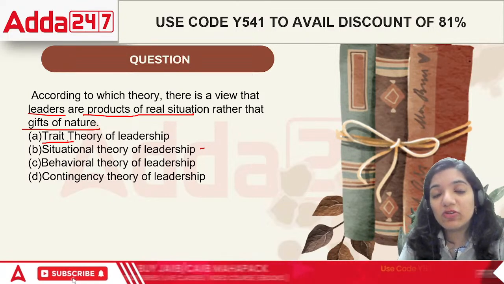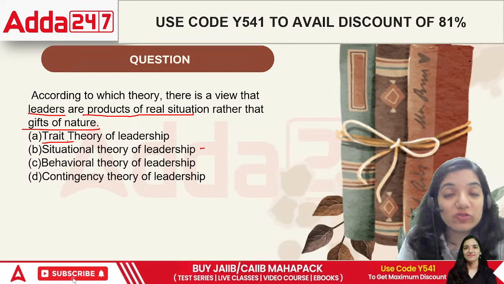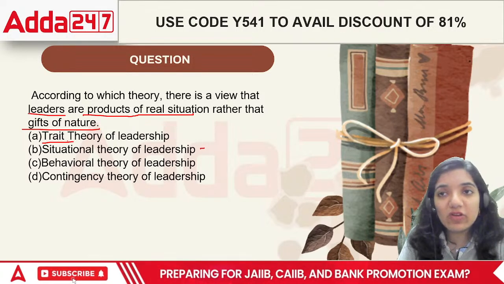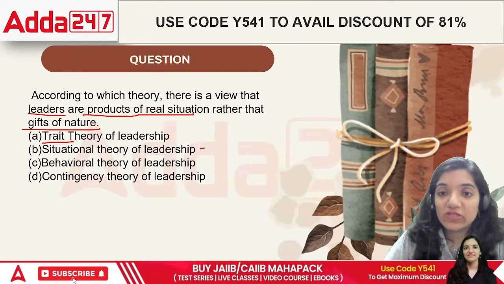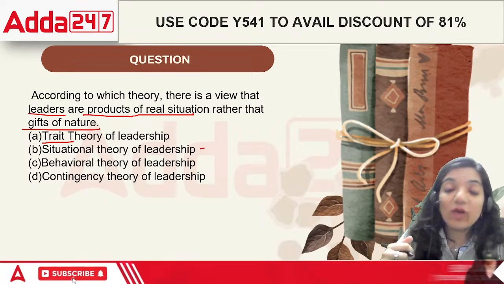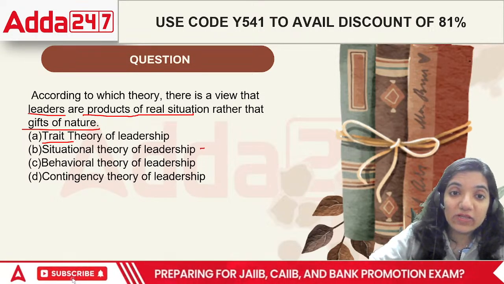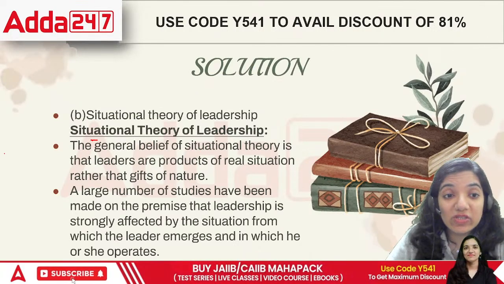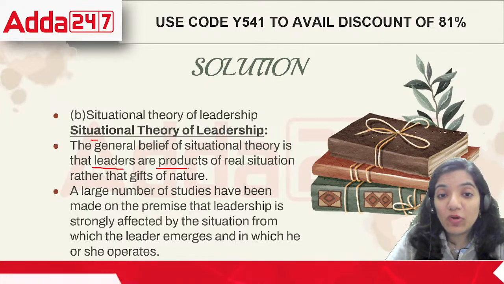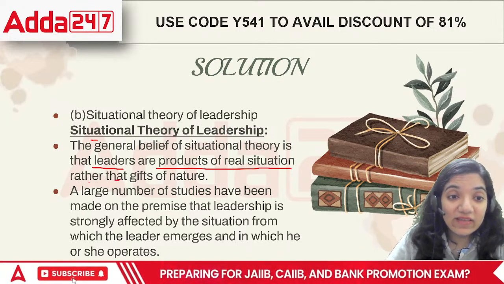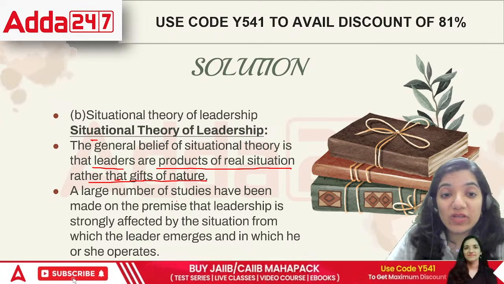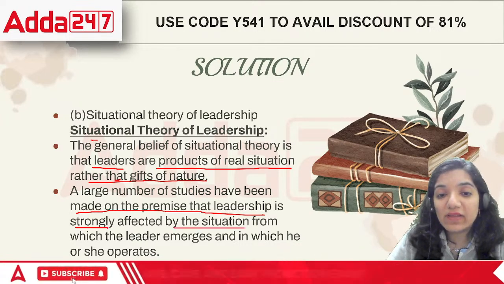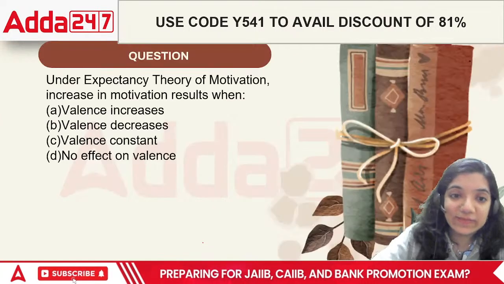Next is behavioral theory of leadership. It's all about the behaviors that are supposed to be there in terms of a leader. And then is contingency theory. Contingency theory means you never know what you will see in terms of the future. So the uncertainty brings out the best of that particular leader there. So in this case, the correct answer is situational theory of leadership. The general belief in situational theory is that leaders are the products of real situations rather than the gifts of nature. Right? A large number of studies have been made on the premise that leadership is strongly affected by the situations from which the leader emerges.